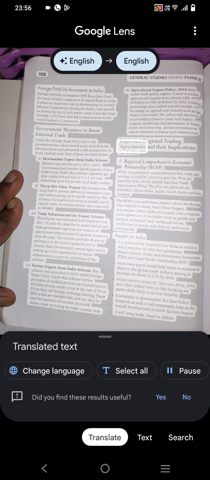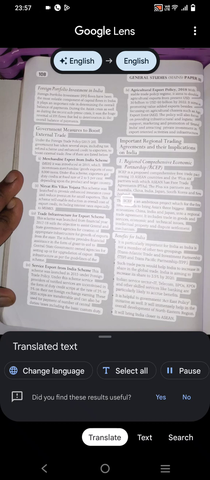Important regional trading agreements and their implications on India. 1. Regional Comprehensive Economic Partnership, RCEP. RCEP is a proposed comprehensive free trade pact among 10 ASEAN countries and the plus 6 partners with which ASEAN has free trade agreements, FTAs. The plus 6 partners are Australia, China, India, Japan, South Korea and New Zealand.